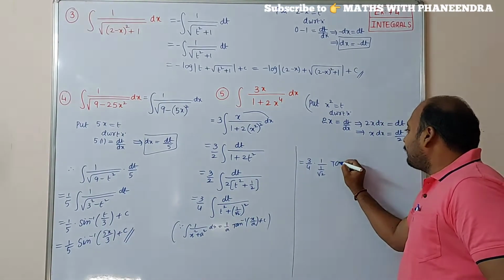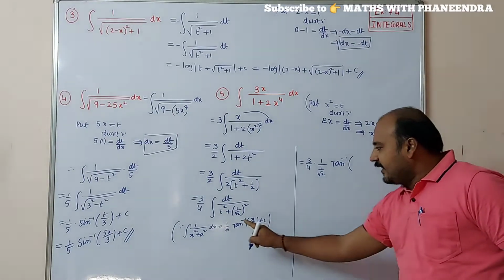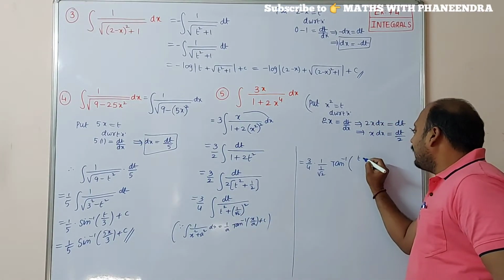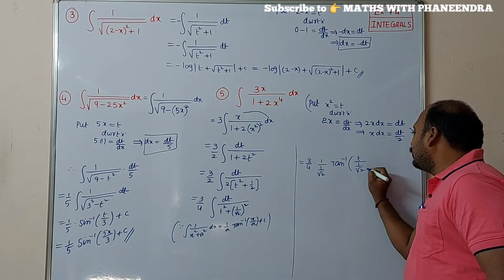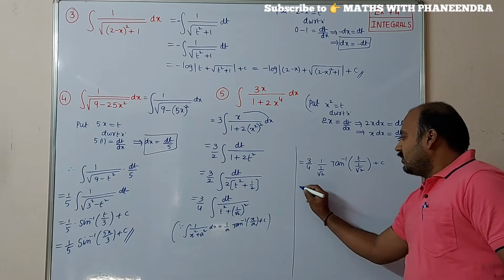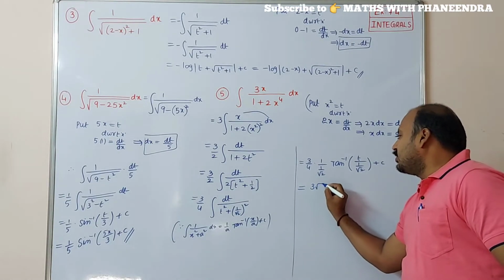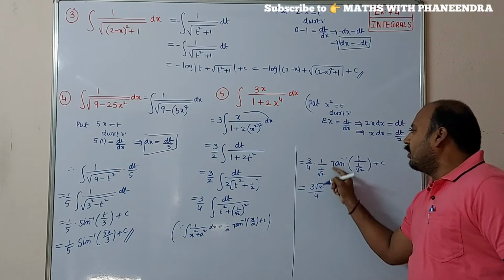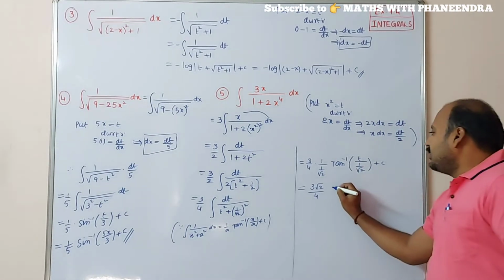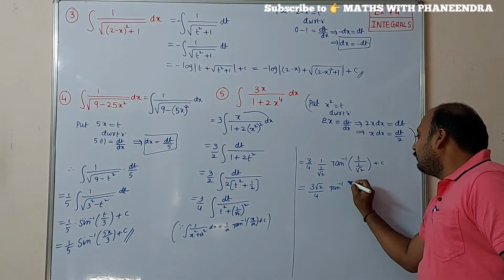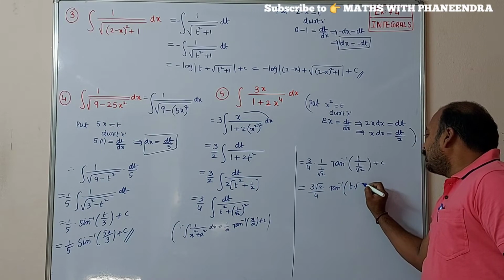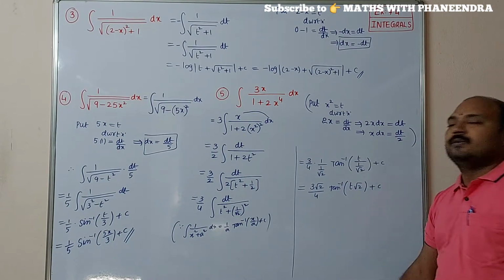Tan inverse of x by a. X is equal to what? T by a value is what? 1 by root 2 plus c, which is equal to 3 root 2 divided by 4. Denominator, denominator, numerator, into tan inverse of t into root 2 plus c.